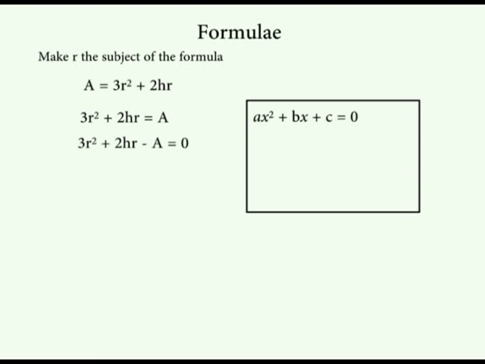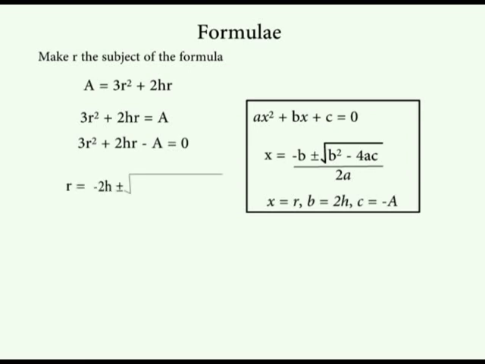Now to solve the quadratic equation, we use the quadratic formula. x = (-b ± √(b² - 4ac))/2a. So in our formula, a will be 3, b is equal to 2h, and c will be -a. Substituting those elements, r = (-2h ± √((2h)² - 4 × 3 × (-a)))/(2 × 3).